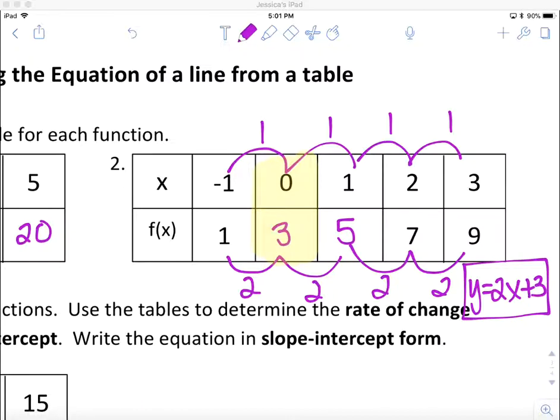I can easily check this by plugging in my x values. 2 times 0 is 0. 0 plus 3 gives me 3. 2 times 1 is 2. 2 plus 3 gives me 5. 2 times 2 is 4. 4 plus 3 gives me 7. So it works for every x value.